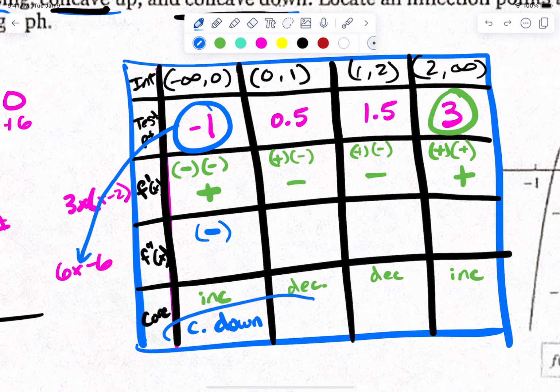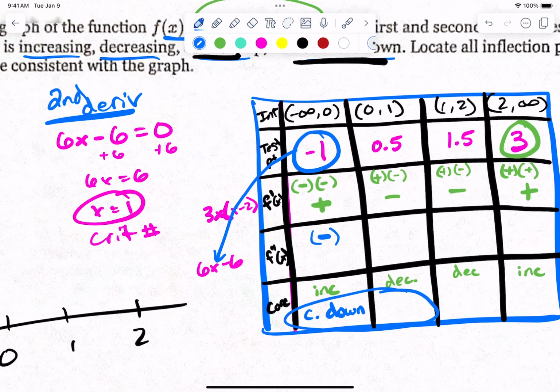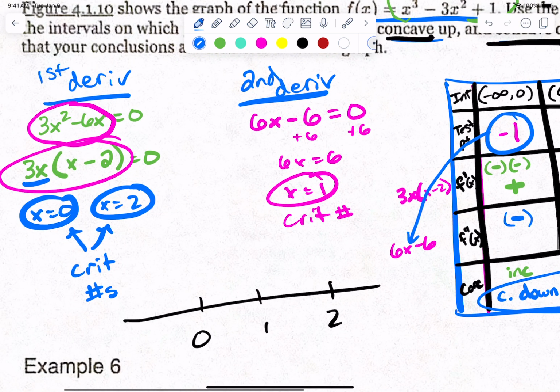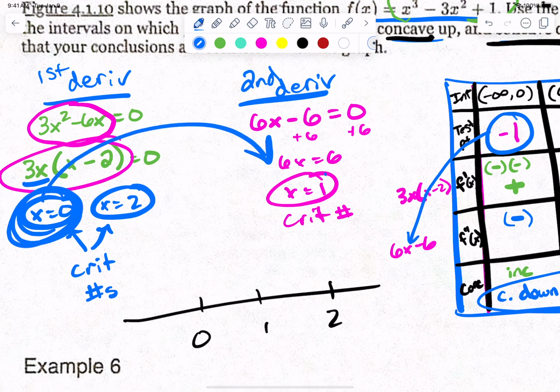Okay, now, we said that these two had to match each other. So this one should be concave down as well, but why? Do you understand why? Because 0 was not a critical number for my second derivative. That means he's not going to change concavity at 0, right?